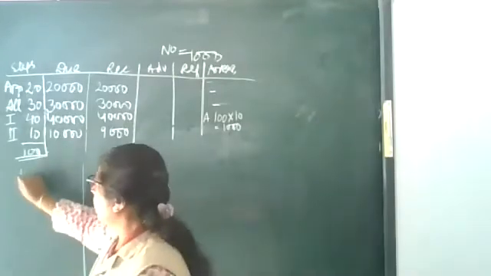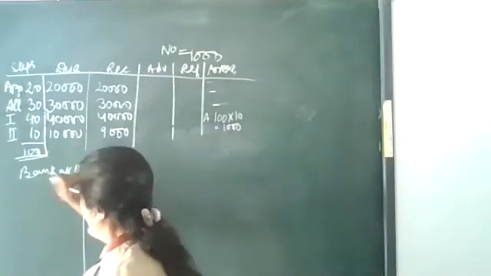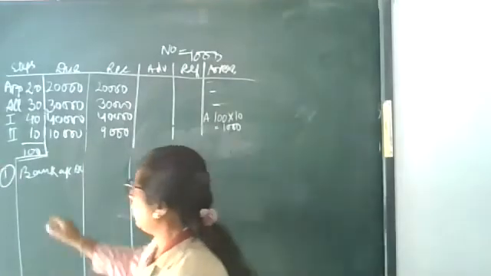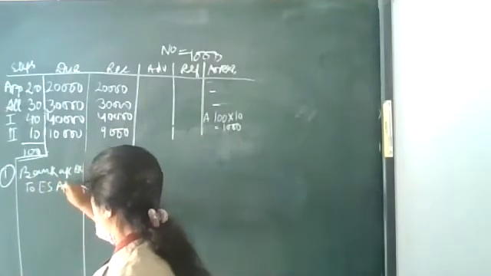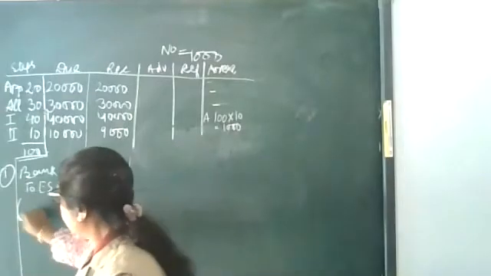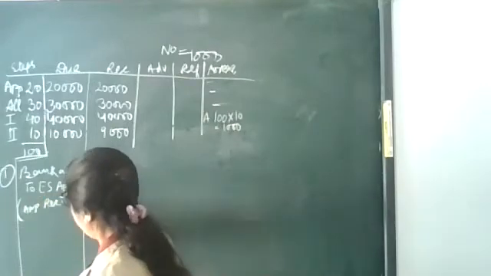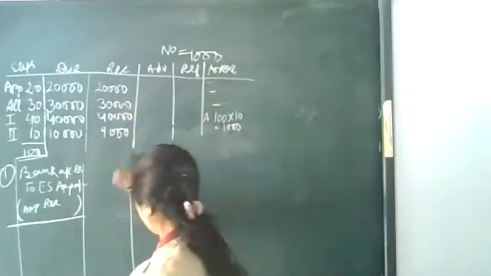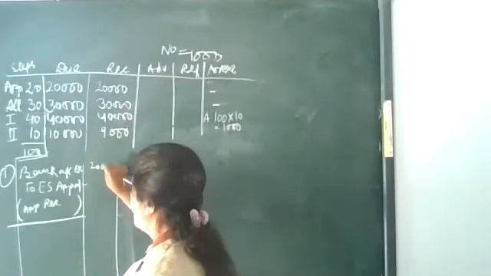First entry. Bank account debit to ES application. Narration: application money received. How much application money received? 20,000.